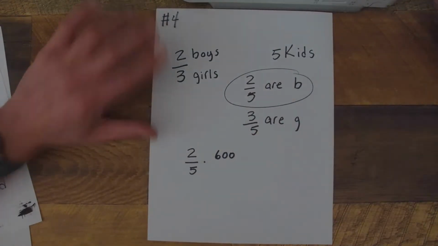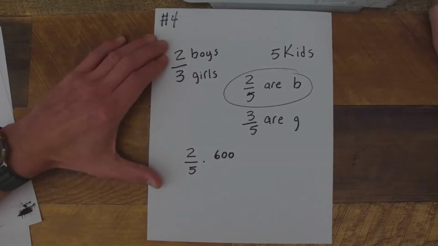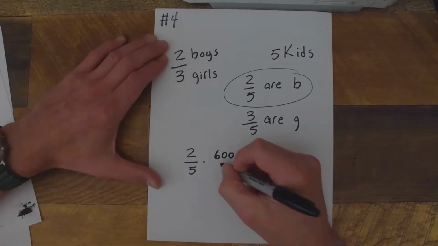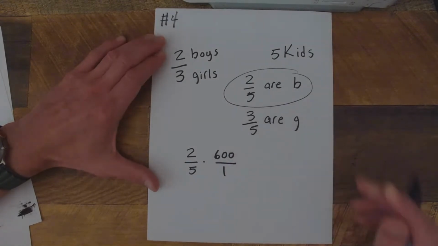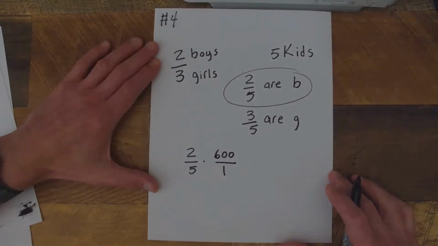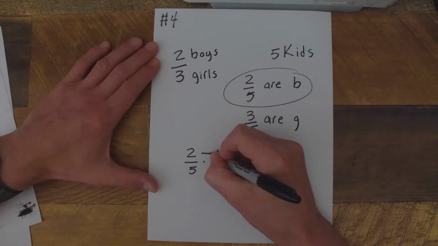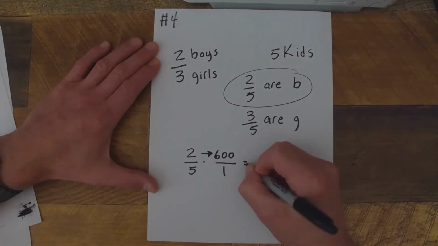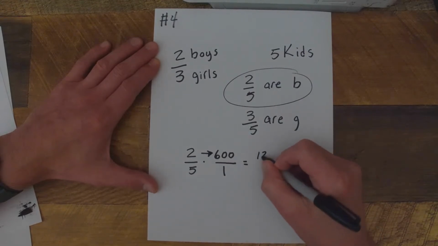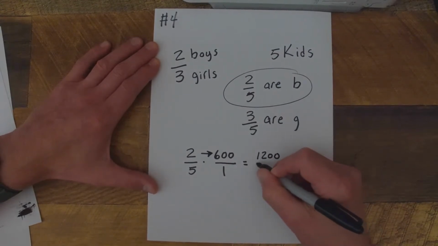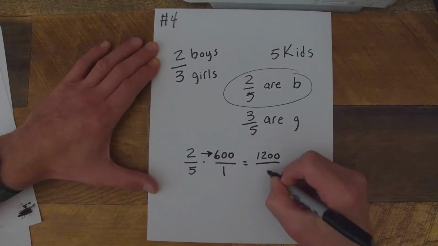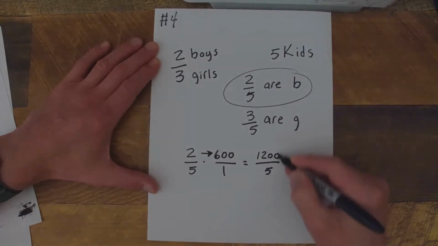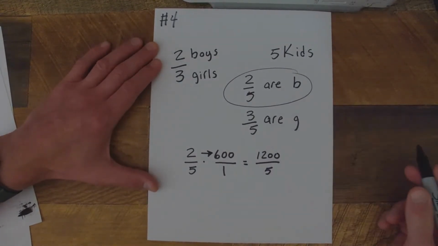Now, if you don't remember how to multiply a fraction with the whole number, here's what I like to do. Let's convert this whole number to a fraction by putting the whole number over 1, and then simply multiply numerator times numerator. 2 times 600 is 1200 over 5 times 1, which is 5. Now we can divide.